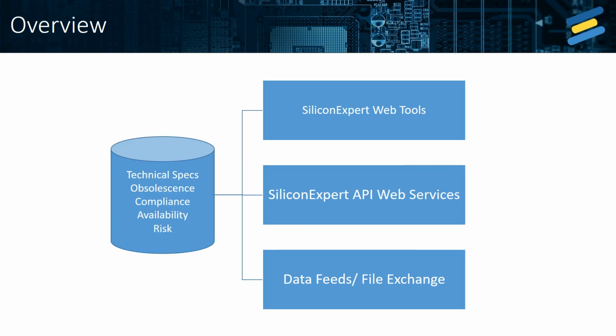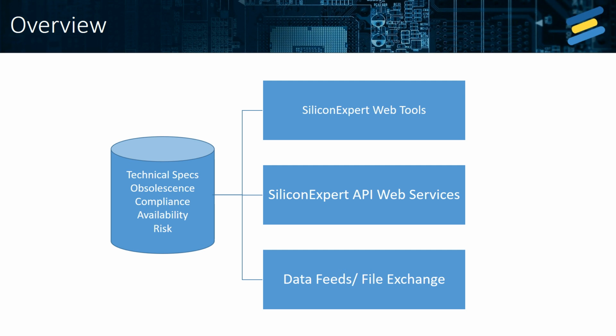How do companies make use of Silicon Expert? Well, there are three methods to interface with Silicon Expert. The first method is through the Silicon Expert website, where users can log into the Silicon Expert tool and do part searches and upload bills of materials and manage and do part research manually that way.